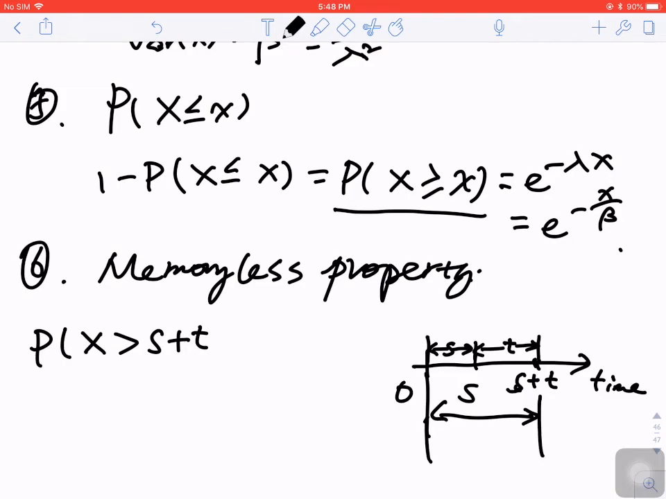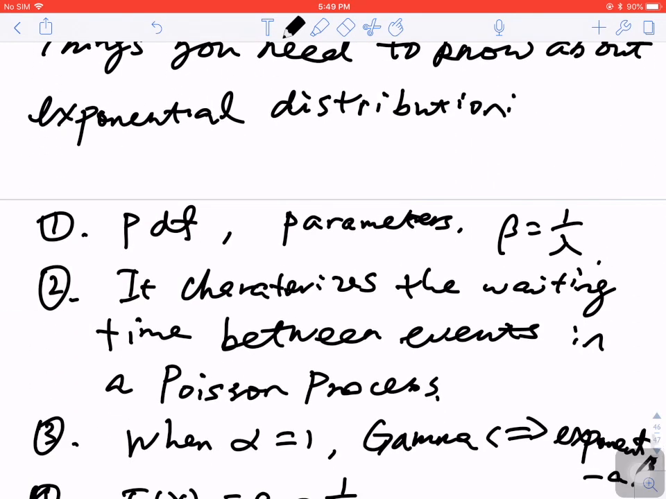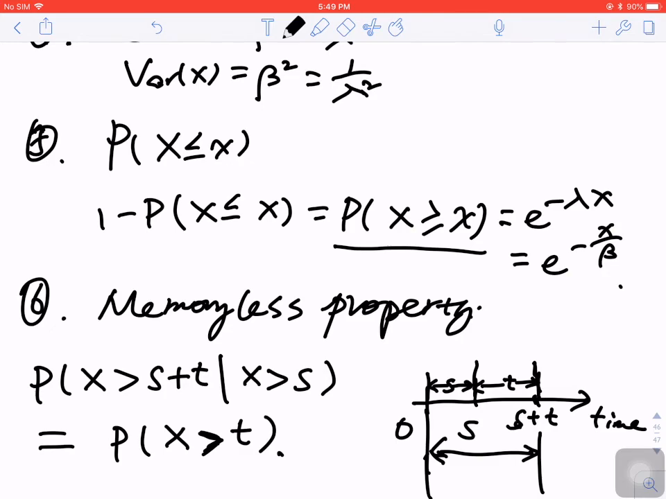So the probability that you will have to wait this long, which is x larger than s plus t, given that you have already waited for s time, is equal to the probability that you only need to consider x larger than t, which is this period. So this is the memoryless property. And that's all for the exponential distribution. So there are 6 things that you need to know about the exponential distribution.